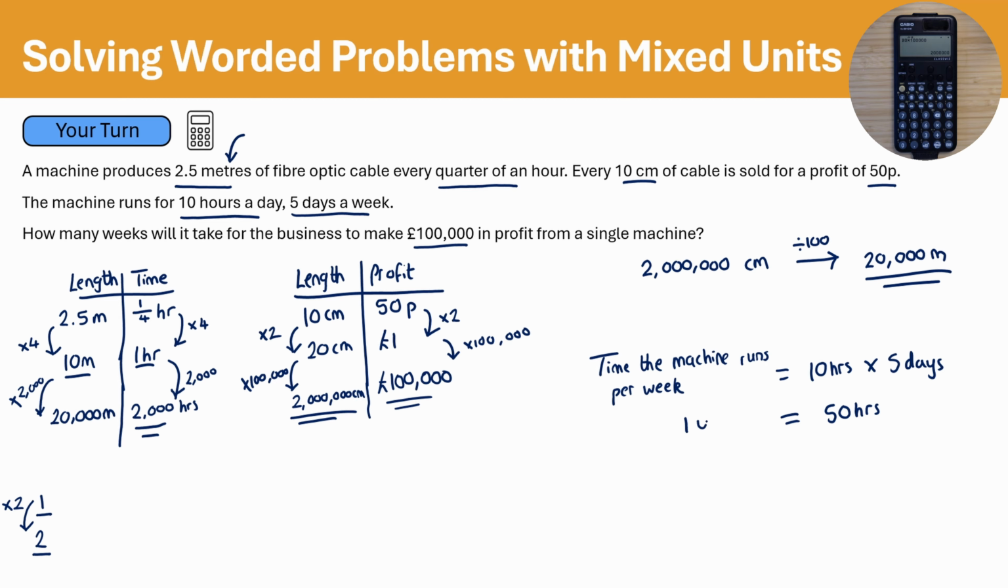We'll say that 1 week equals 50 hours. And we want to know how many weeks it would take to get to 2,000. So we'll take our 2,000 hours, divide it by the time it runs for every week, which is 50 hours. So we'll type in 2,000. And then we'll divide that by 50. And that gives us an answer of 40. My answer to the question, how many weeks will it take for the business to make £100,000 in profit from a single machine, is it will take 40 weeks.